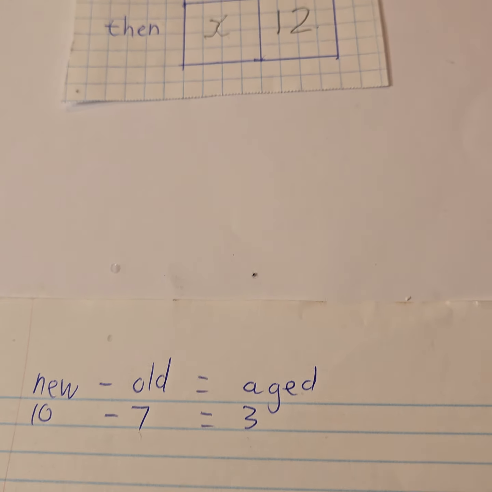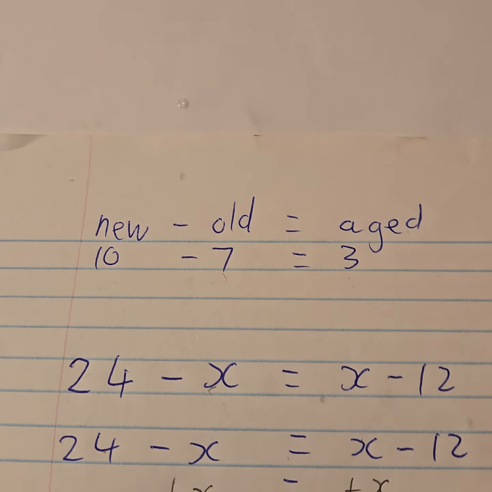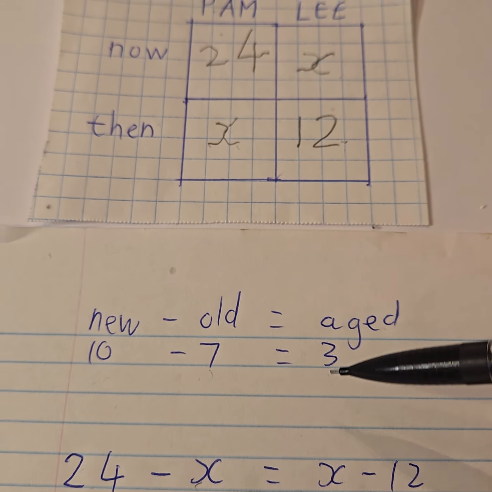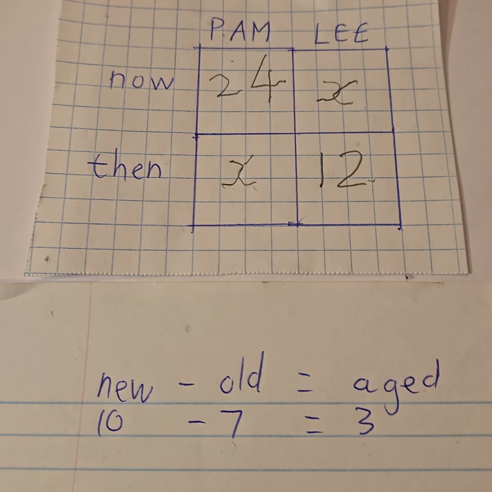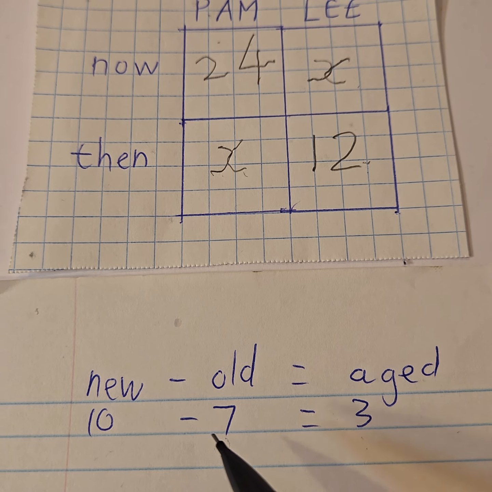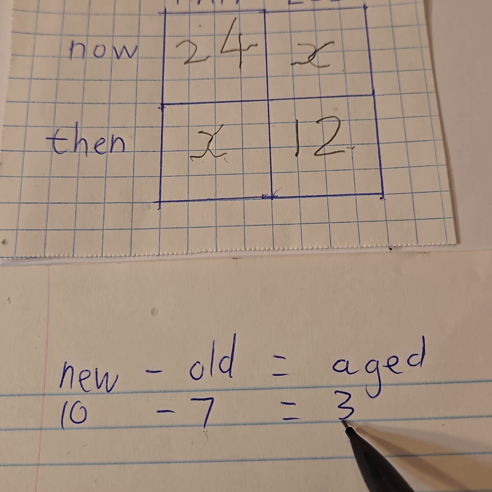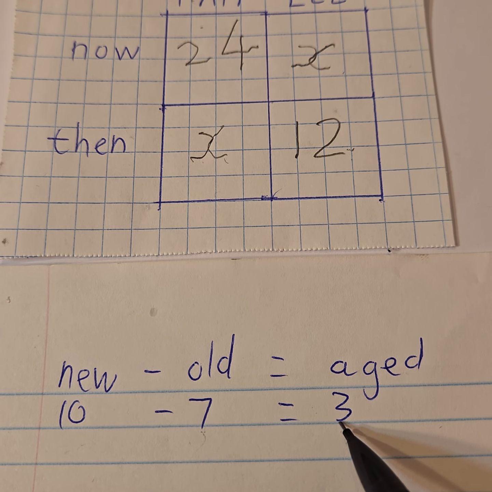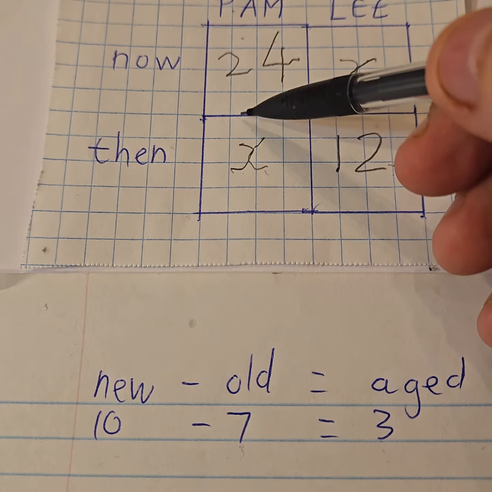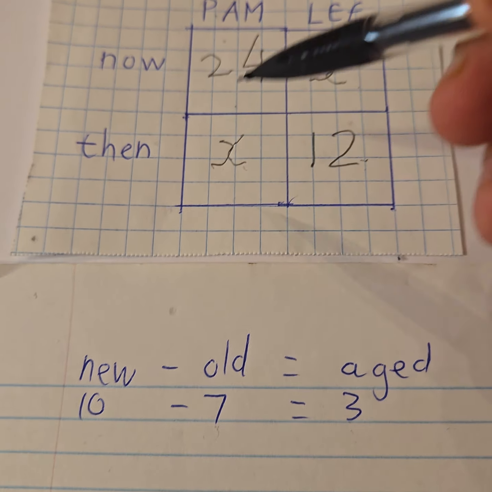Now I'm going to start with equations. I'm going to make a statement. The amount a person aged in a certain time is the new age minus the old age. For example, if someone is 10 years old and at another time they were 7, the amount they aged was 10 minus 7, which is 3. In the same way, between Pam's new age and old age, how much did Pam age?